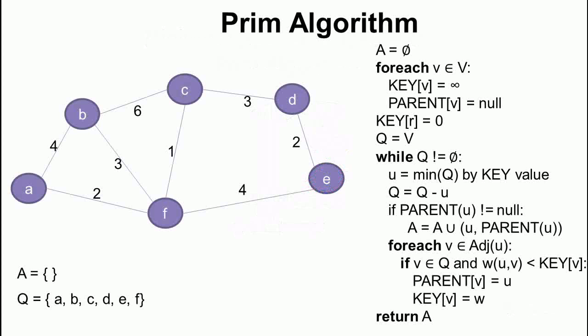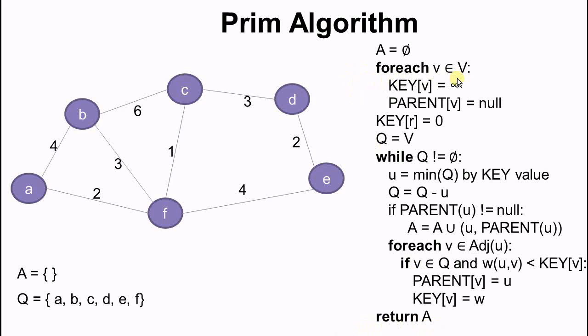Hello everyone. Today we'll talk about another algorithm to find the minimum spanning tree. It's called Prim's Algorithm. And again, we'll use A to store all the edges of the minimum spanning tree. So initially A is empty and eventually we'll return A.